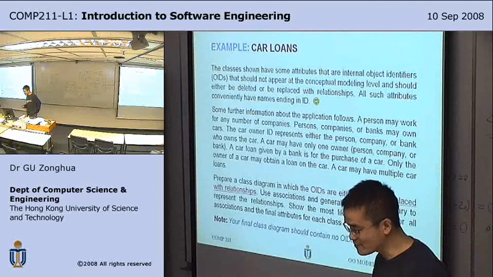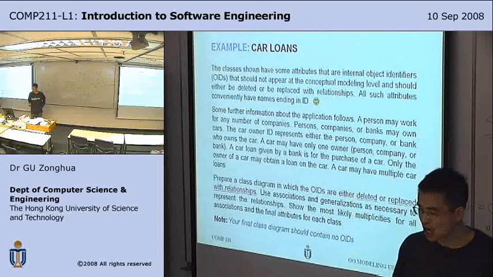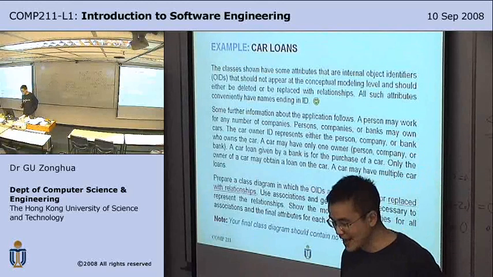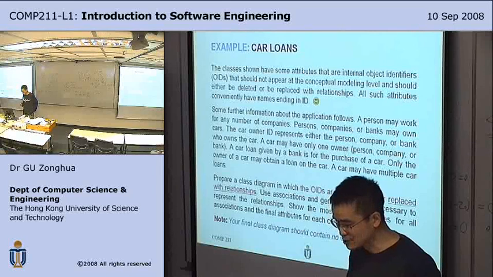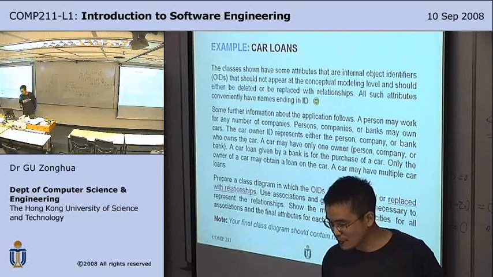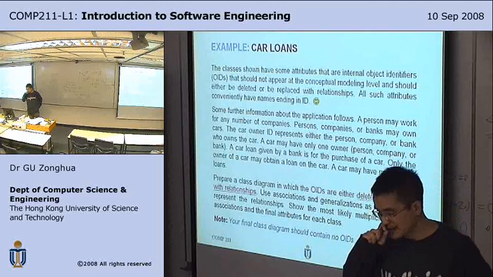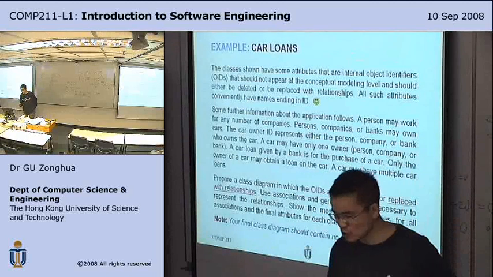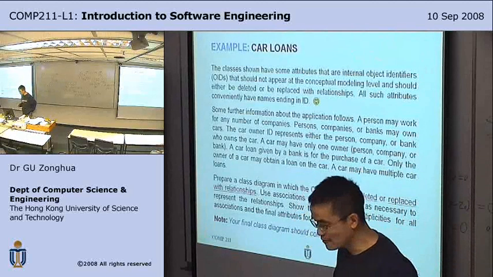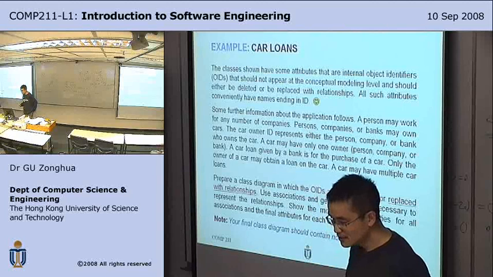A car loan given by a bank is for the purchase of a car. Only the owner of a car may obtain a loan on the car. A car may have multiple car loans. So prepare a class diagram in which the OIDs are either deleted or replaced with relationships.